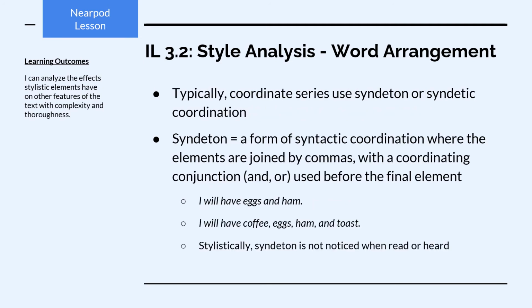In addition to looking for the length of coordinate series, also look at the type of coordination being used. Typically, coordinate series use syndeton, or what's called syndetic coordination. Syndeton is just a form of syntactic coordination that you all learned when you were very little, whereby the elements of the list are joined by commas with a coordinating conjunction, "and" or "or," used before the final element, such as "I will have eggs and ham," or "I will have coffee, eggs, ham, and toast." That's standard syndeton, and stylistically speaking, standard syndeton is not noticed when read or heard because it's just how we all normally talk or write.